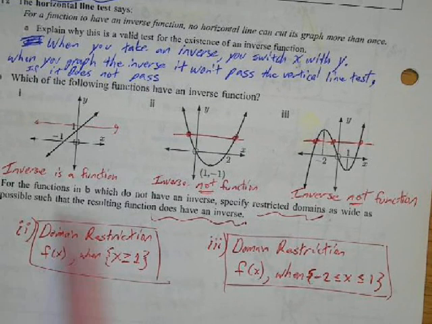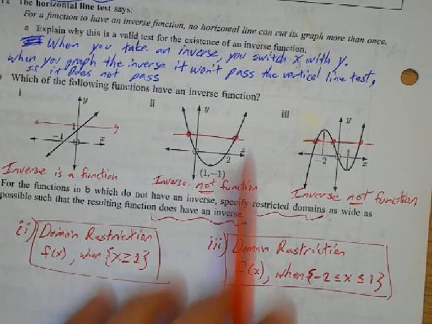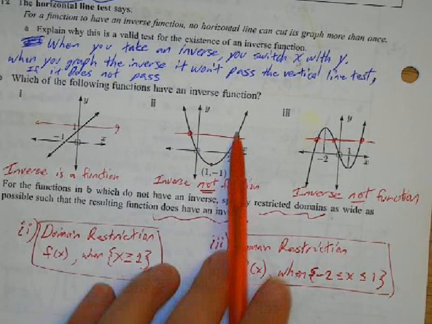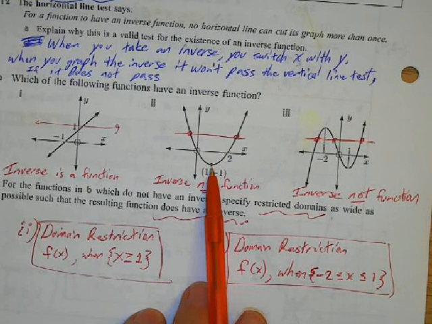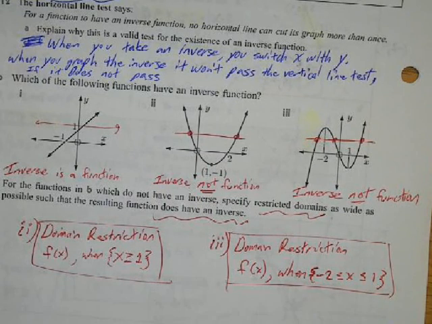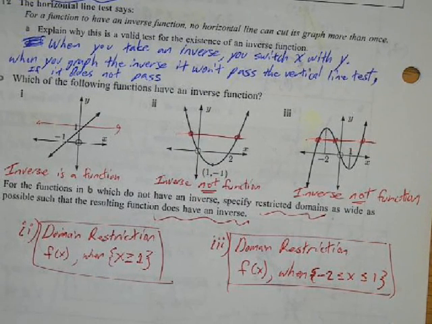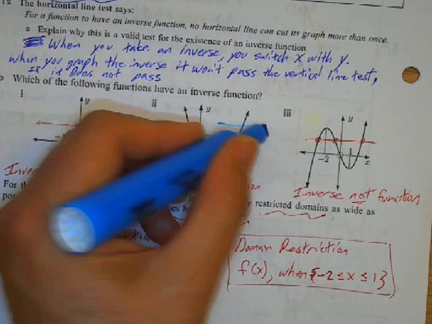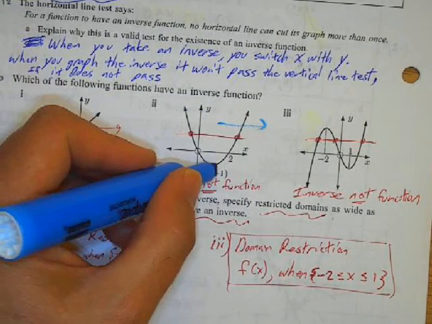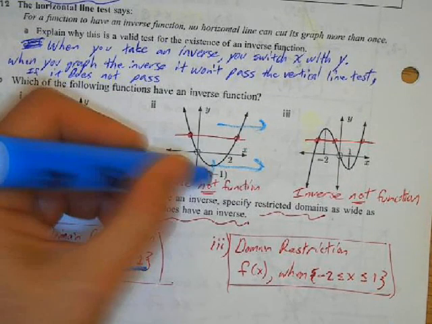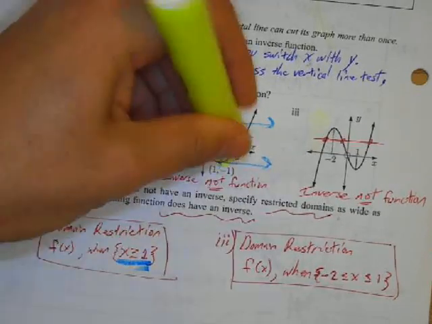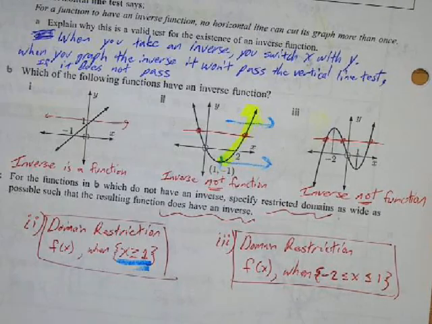So how could we make II and III, how could we make the inverses functions? For this one here, we could restrict it to x is greater than or equal to 1. If I restrict the domain of f of x to only values greater than 1, then I'm only going to use this half of the graph, and that would make it a function.